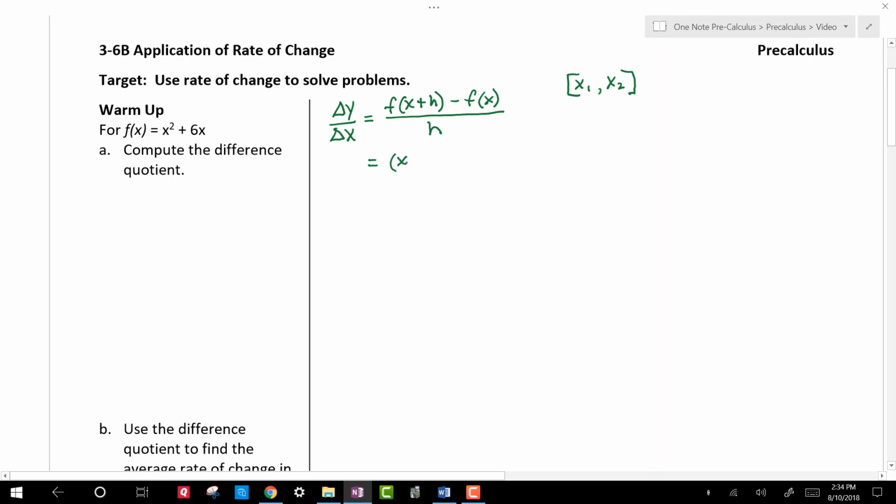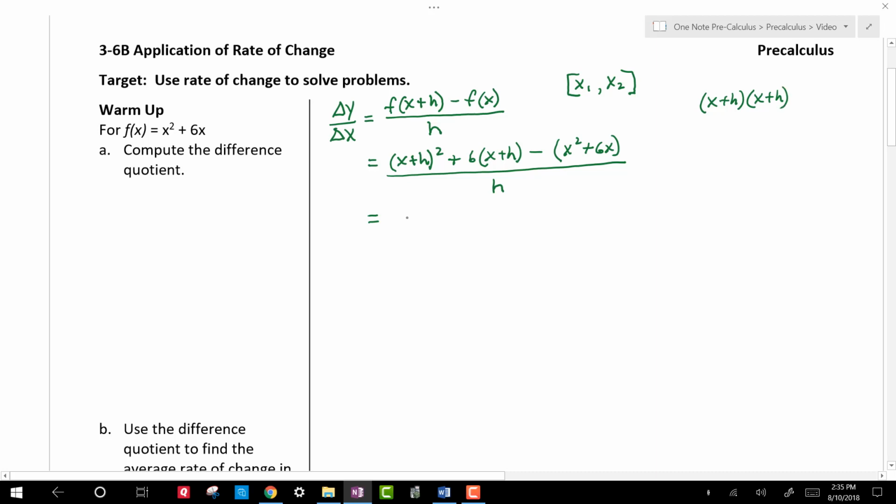So that's going to be x plus h squared plus 6 times x plus h. So there's my f of x plus h minus f of x. Well, f of x is just x squared plus 6x. X squared plus 6x all over h. All right? So let's do some multiplication here. X plus h times x plus h. If we need to, you can write it off to the side, do it however you want. But I'm going to do it.